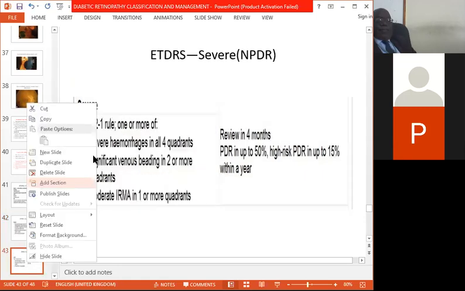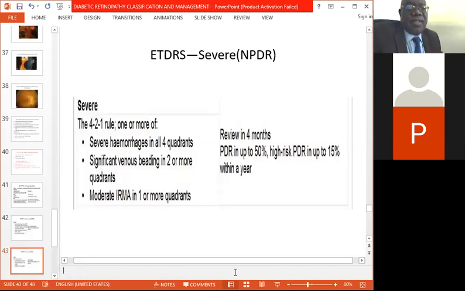The severe type, what have you got? You've got one or more of these. You have severe hemorrhages in all four quadrants, significant venous beading in 2 or more quadrants, or moderate IRMA. IRMA is intraretinal microvascular abnormalities, in 1 quadrant. You review them in 4 months.